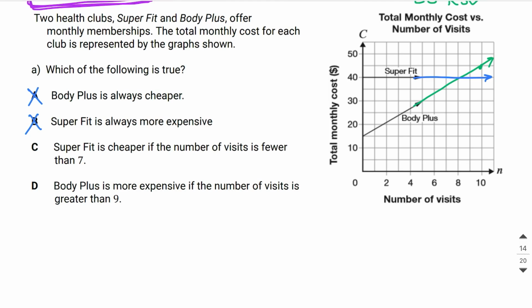Choice C says Superfit is cheaper if the number of visits is fewer than 7, but that's not true because Superfit is more expensive at the beginning and then it becomes less expensive. And then choice D says Body Plus is more expensive if the number of visits is greater than 9. So let's look and see what it says right here at 9. Anything after 9, because at 8, Body Plus is still a tiny bit cheaper. It's hard to see, but it is actually a tiny bit cheaper. But if the number of visits is greater than, I guess we should say, or equal to 9, Body Plus is more expensive.